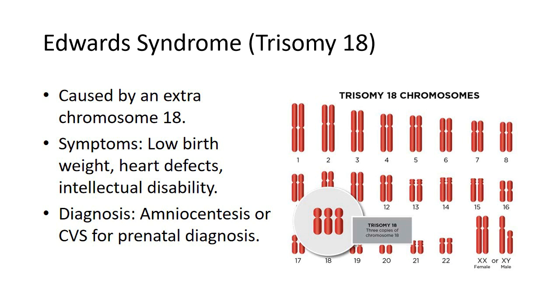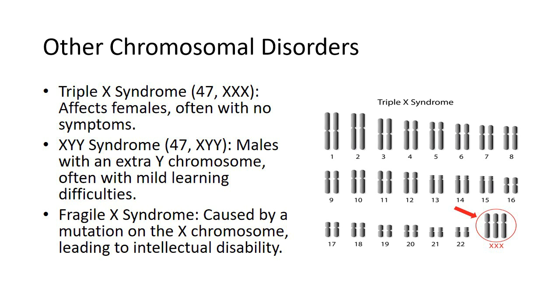Incidence: occurs in about 1 in 5,000 live births. Many affected infants do not survive beyond the first year. Diagnosis: prenatal testing through amniocentesis or NIPT can detect trisomy 18. 6. Triple X syndrome, 47,XXX. Cause: triple X syndrome occurs when females have 3 X chromosomes instead of the usual 2.